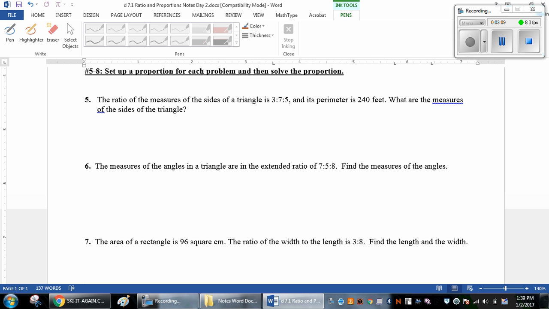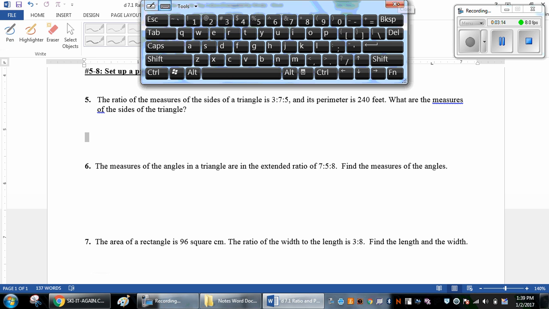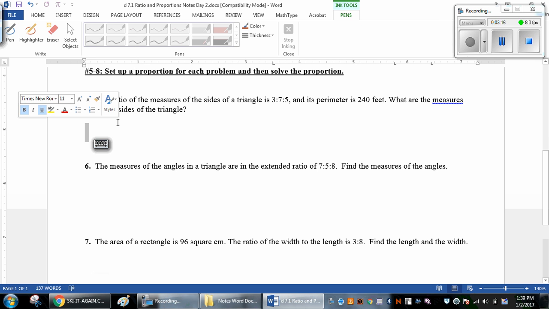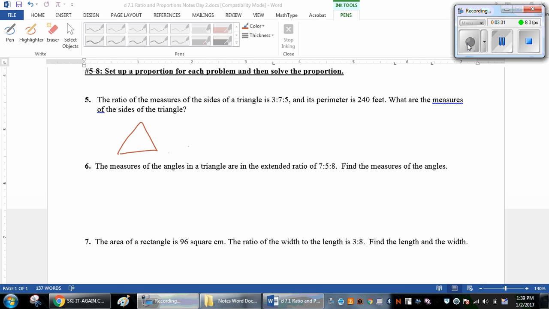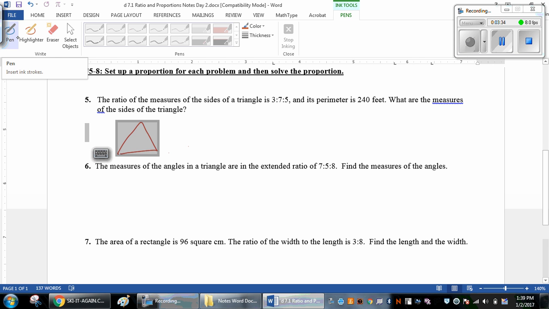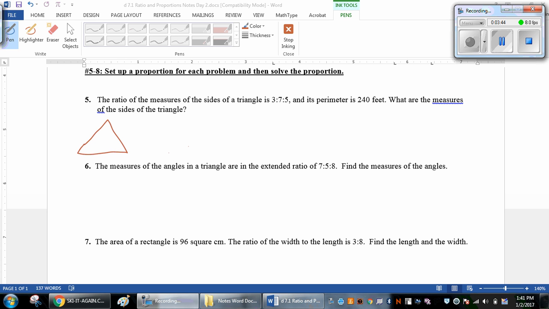The ratio of the measures of the sides of the triangle. Here's a triangle. Let's go ahead and draw it. All right, with our triangle here now, let's label these things. We have our different ratios. We have 3. Hold on a sec. All right, let's try this again. So we got our triangle there.